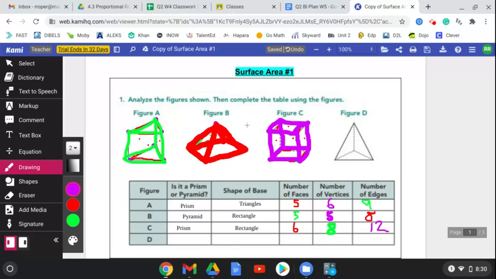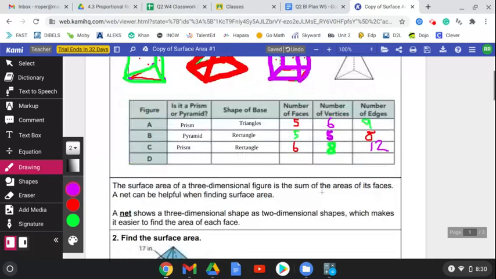You try that one. So is it a prism or a pyramid? Does it have one base or two bases? What is the shape of its base? Count its faces, count its vertices, count its edges. All right, you try that one.